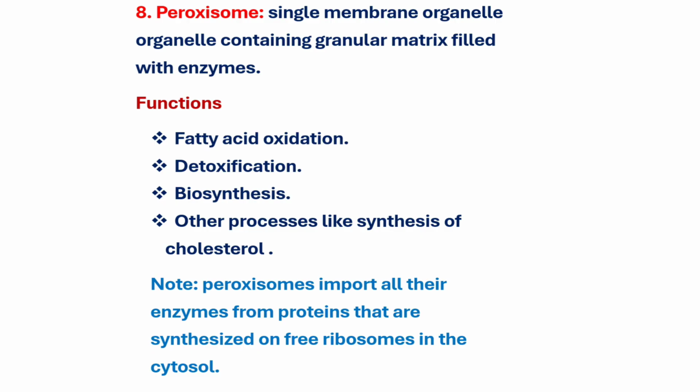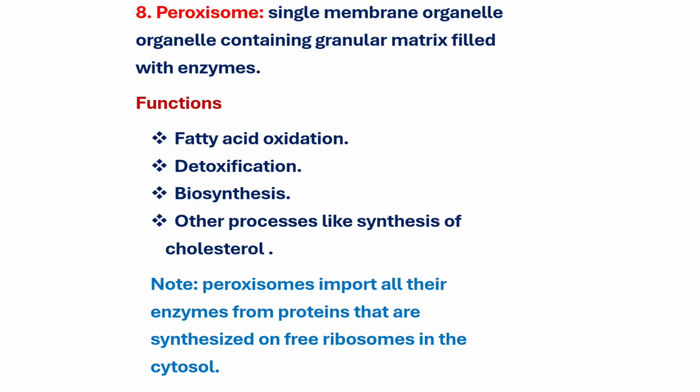Origin and replication. Peroxisomes lack DNA. Unlike mitochondria and chloroplasts, they do not contain their own DNA or ribosomes, and they import all their enzymes from the proteins that are synthesized on free ribosomes in the cytosol. Peroxisomes replicate by growing and then dividing, or through a process involving other organelles like the endoplasmic reticulum. They are found in liver cells and kidney cells to carry out detoxification and waste metabolism, and in brain cells to carry out synthesis related to the nerve cells.